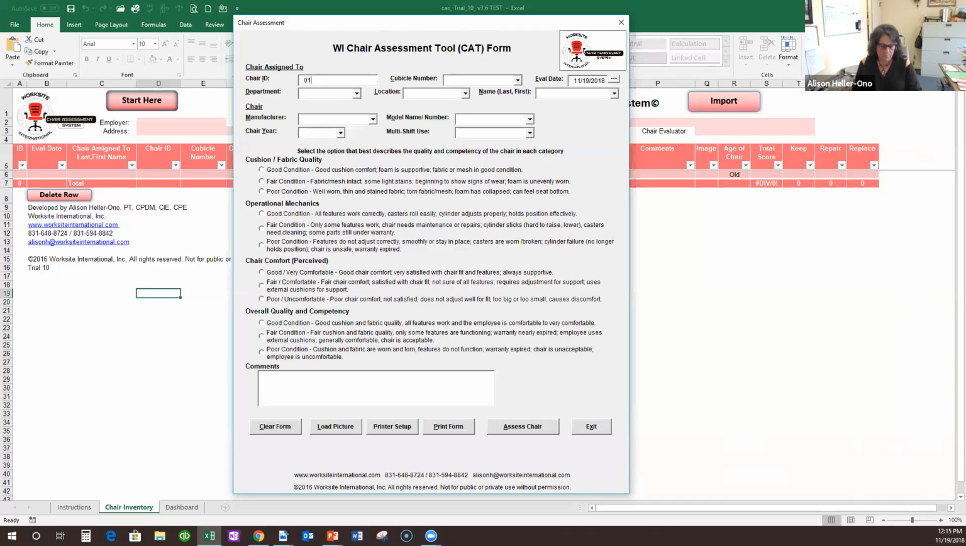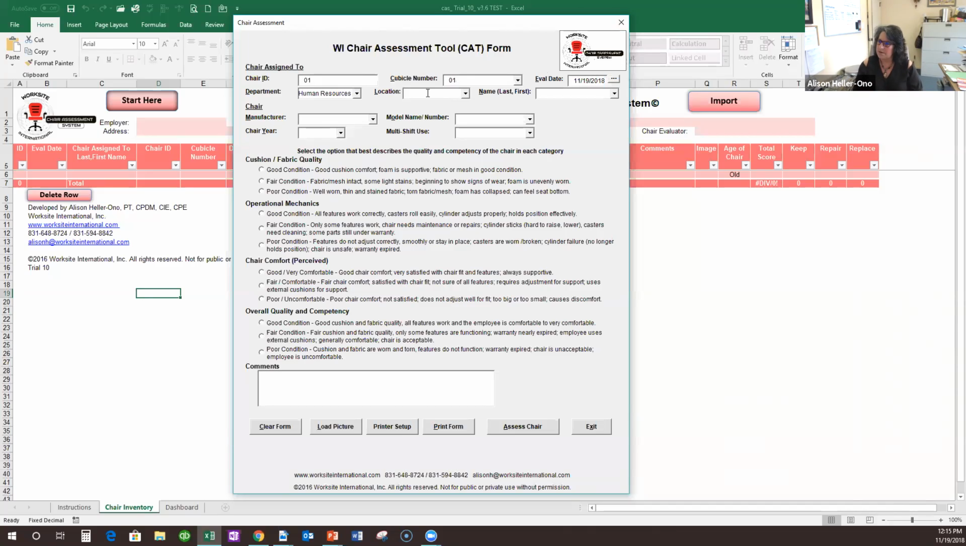So I'm just going to start with chair number 1, and I'm going to put it in cubicle number 1. Now there are drop-down menus here, so you're going to be able to build your database as you build in this information. It'll populate it with today's date. You're going to put the department. I'm just going to put human resources right now, and you'll see that it's going to appear every time after we save this.